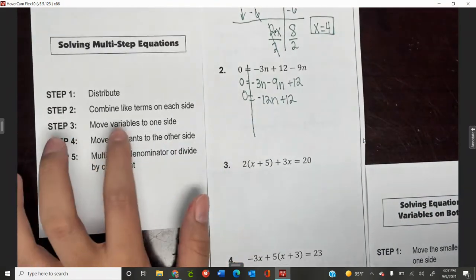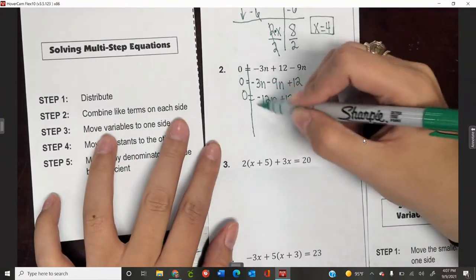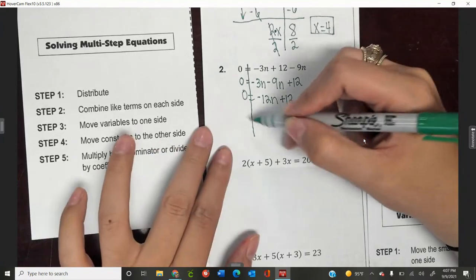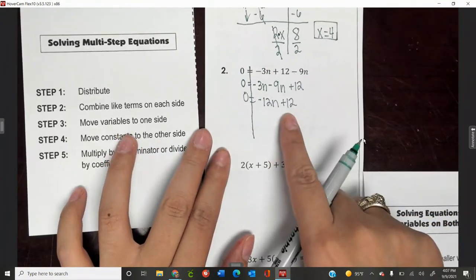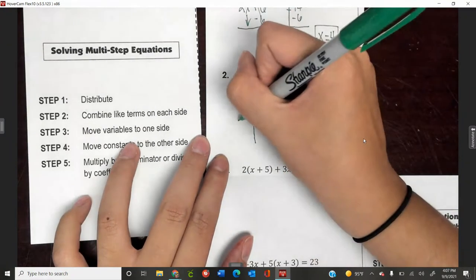Okay, step 3 tells us to move our variables to one side. Here I already have my variables on the right side. So I want to move my constants to the other side. Here I have 12 being added to my variable. To undo addition, we have to subtract 12 on both sides.